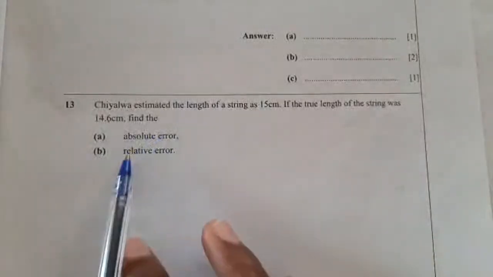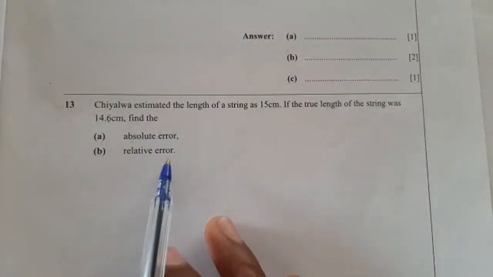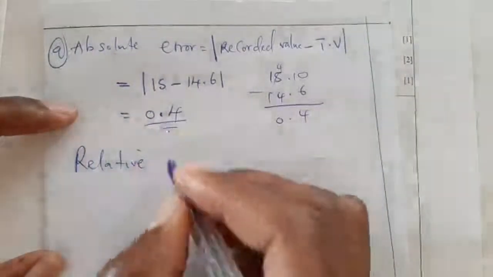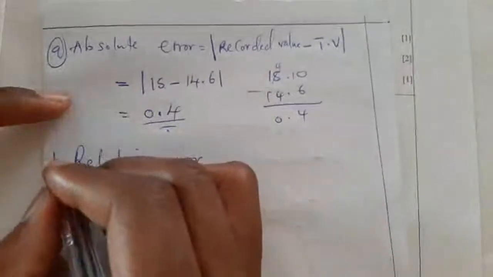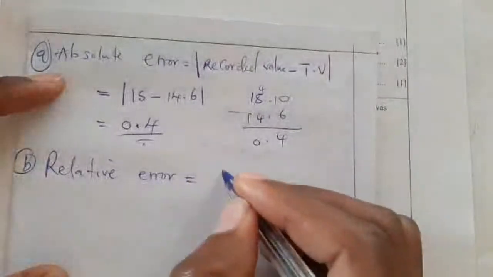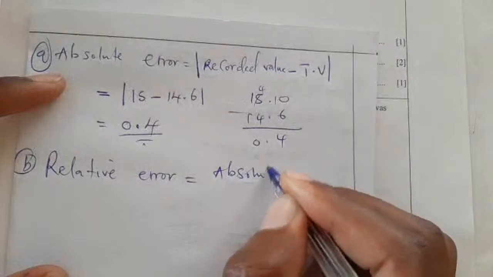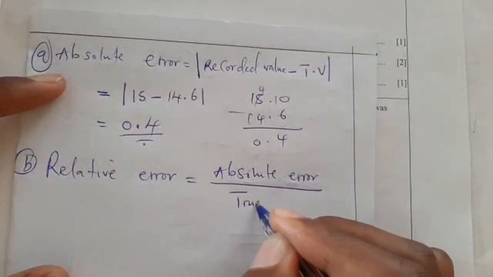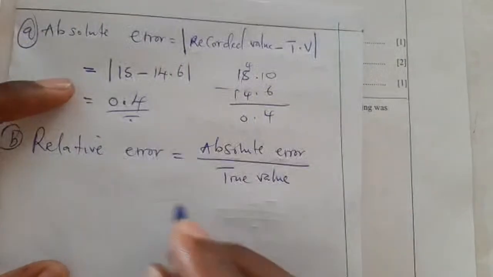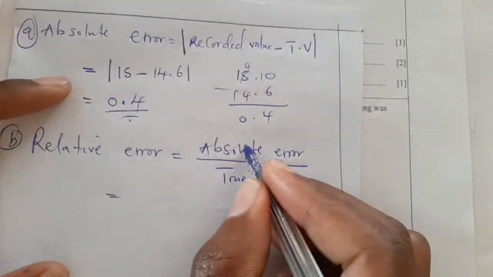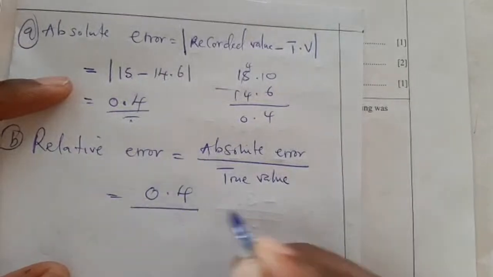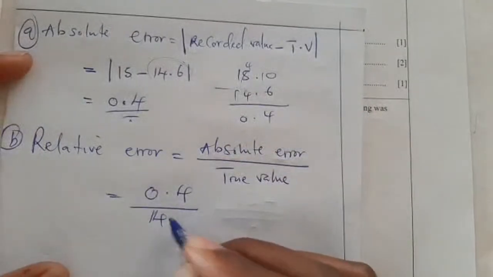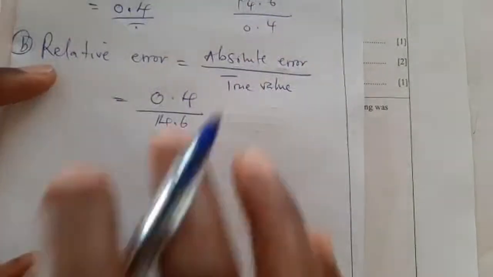Question B is saying find the relative error. Relative error is equal to absolute error over true value. The absolute error is 0.4. The true value is 14.6. From here, we don't leave it like this.